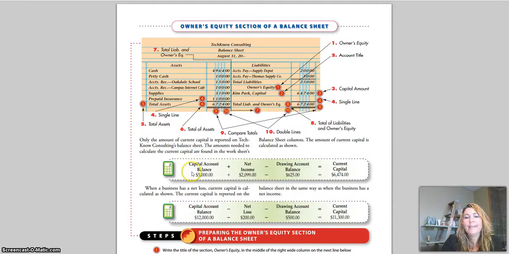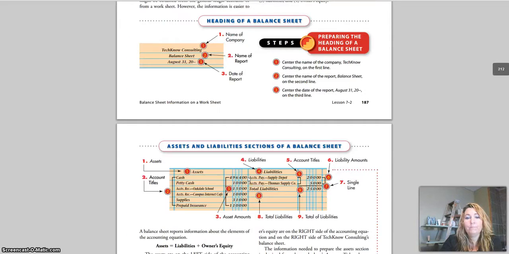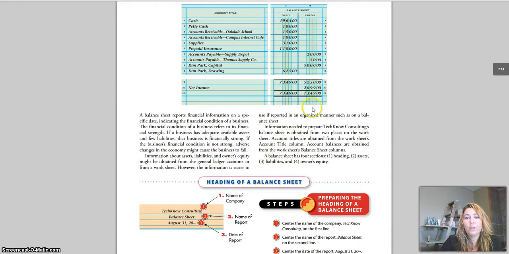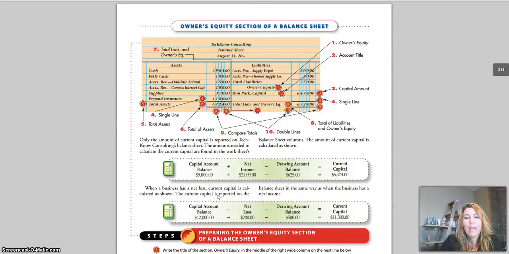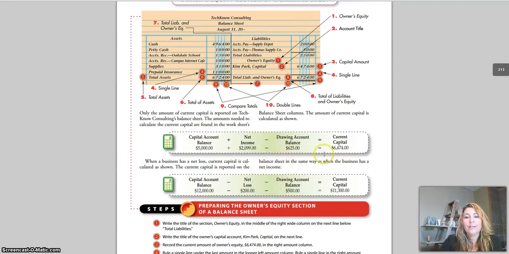You're going to take your capital account balance of $5,000 plus any net income, and we know our net income because it's listed right here on our balance sheet. And then we're going to subtract out whatever we've taken out of drawing, because we already took this money, so that's not in our business anymore. So now we know that our current capital is $6,474, and that is the amount that we're going to list on our balance sheet.